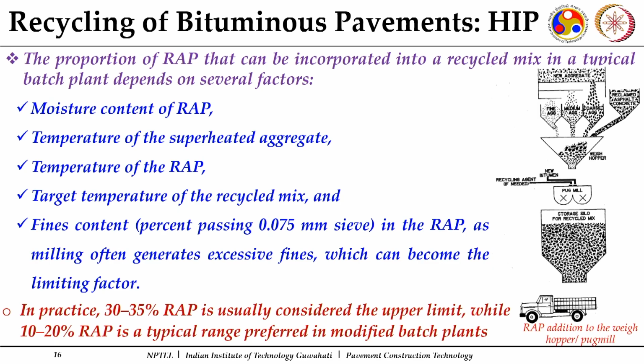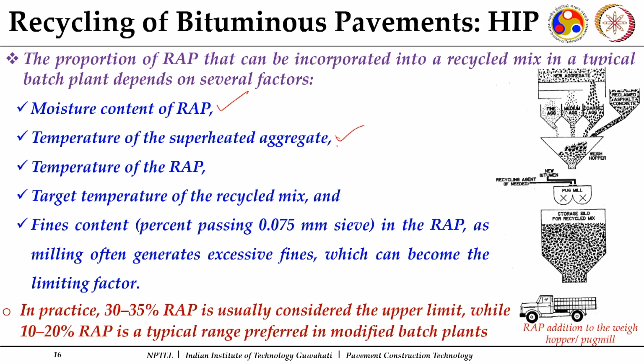So, there are limitations on how much percentage of RAP can be used in a recycled mix. Some of the concerns which are key contributing factors on the percentage of RAP which can be used in recycled mixes, specifically with batch type plants. One is moisture content of RAP. If moisture content of RAP is more, the production capacity is reduced, because you need more amount of heat transfer to bring those RAP aggregates to the desired temperature and to remove any presence of water from it.